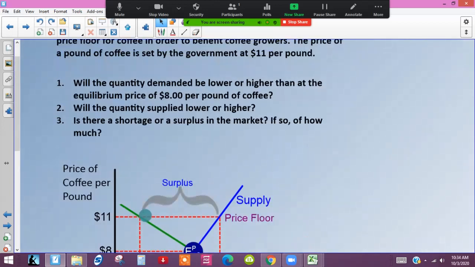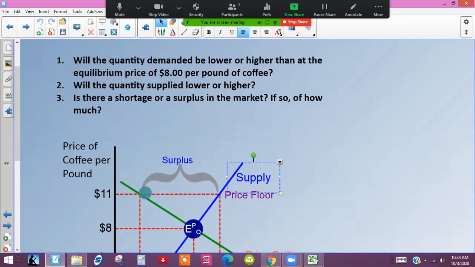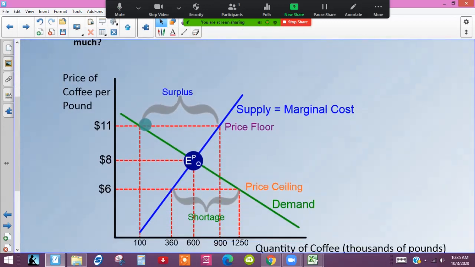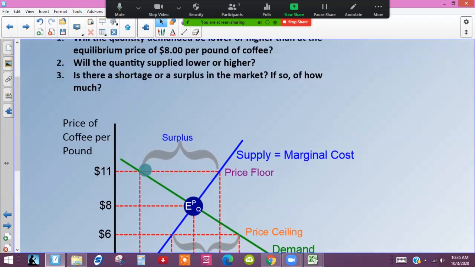Now, next, will the quantity supplied be lower or higher? Well, when the price goes up, that means that the suppliers can afford to produce more. They can afford to produce at a higher marginal cost, because you guys are going to learn later on that supply also equals marginal cost for the producers. So where the marginal cost equals price, that's where the market price is going to be. Anyway, I'm kind of getting ahead of the game here.